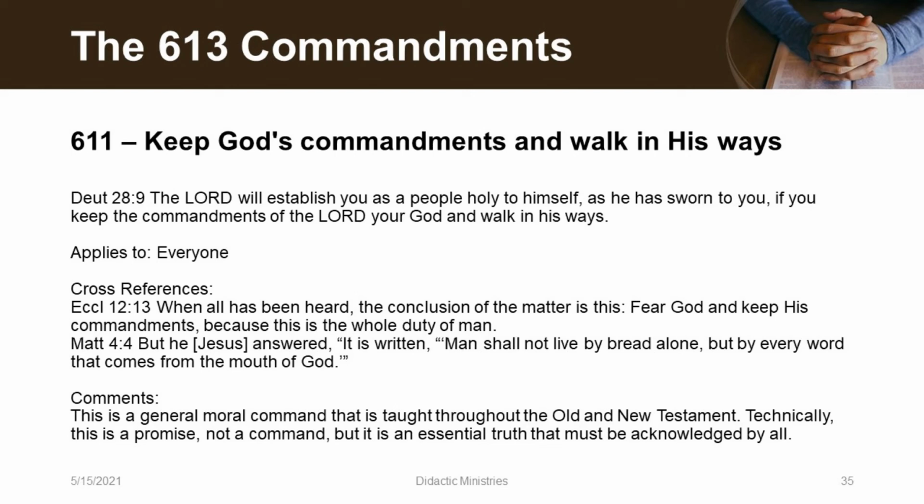by everyone. Ecclesiastes chapter 12, verse 13 says, "When all has been heard, the conclusion of the matter is this: fear God and keep his commandments, because this is the whole duty of man." In Matthew chapter 4, verse 4, Jesus answered the devil and said, "It is written, man shall not live by bread alone, but by every word that comes from the mouth of God."